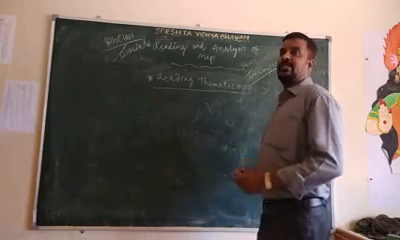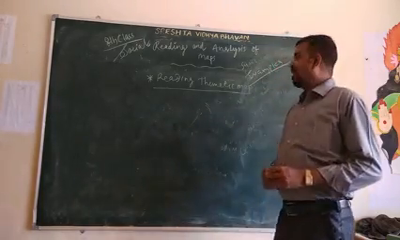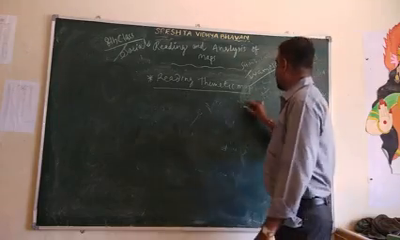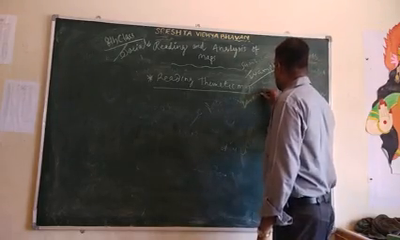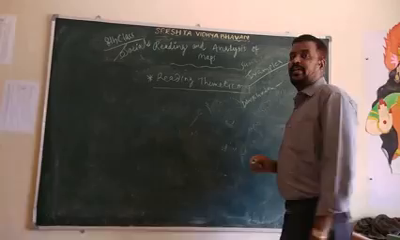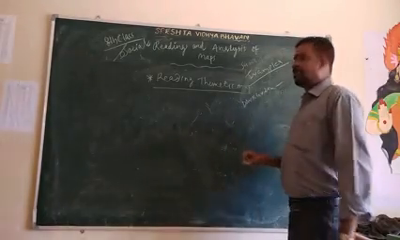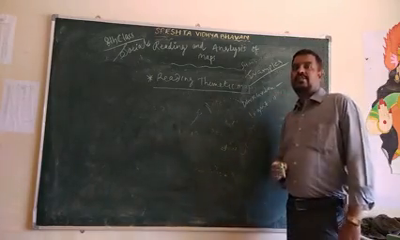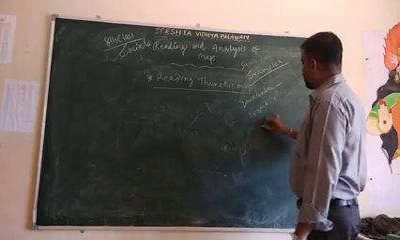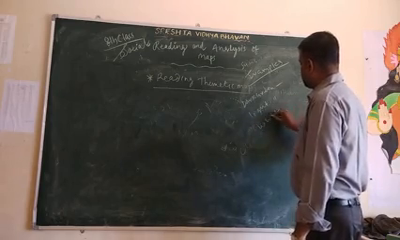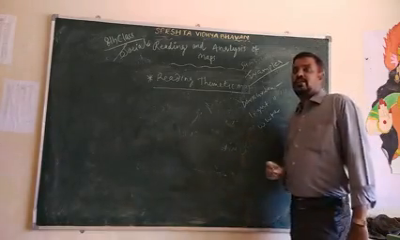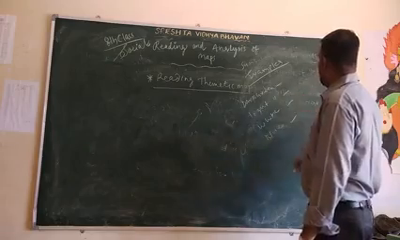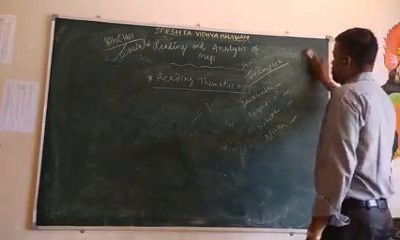Here are some examples. Some colors are there in the map. First one is dark green. Second one is light green. Third one is white color and blue color. All these we are using in the maps.